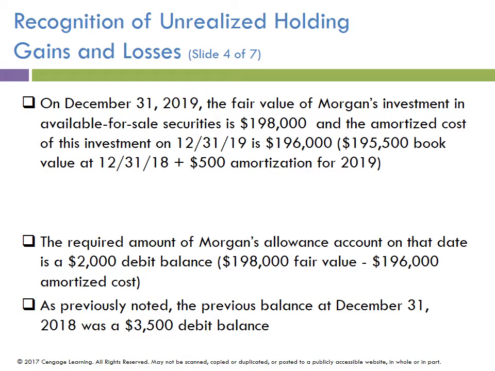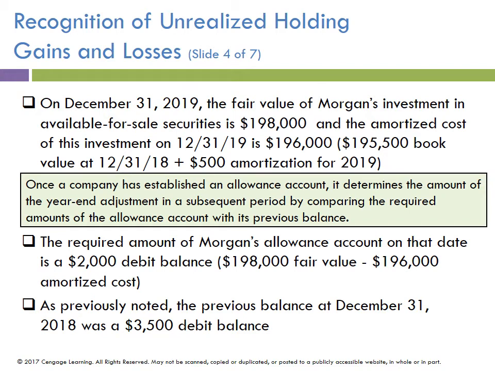On December 31st, 2019, the fair value of the investment is $198,000 and the balance in the investment account is $196,000. Once the company has established an allowance account, it determines the amount of the year-end adjustment in a subsequent period by comparing the required amounts of the allowance account with its previous balance.